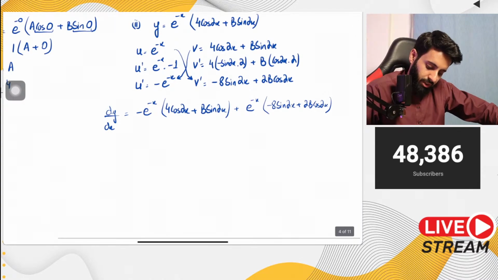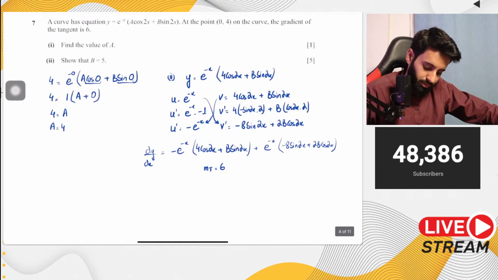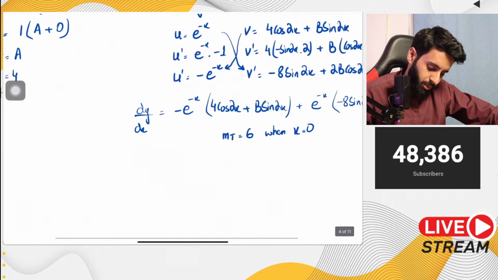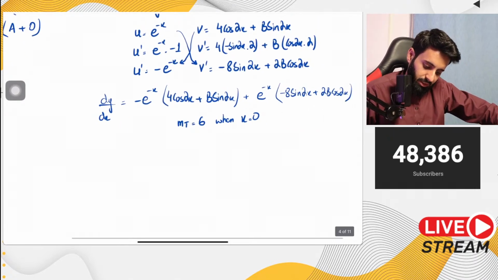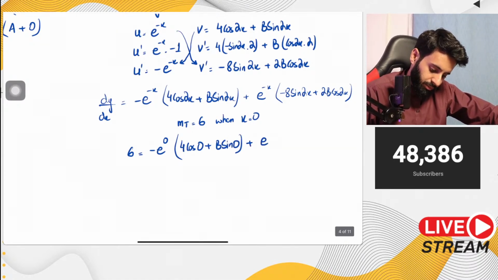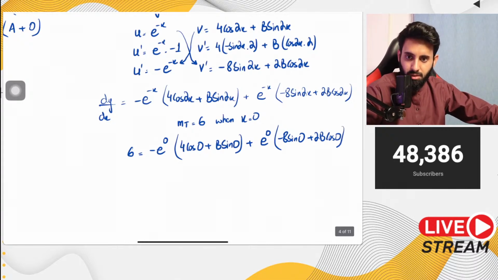Now remember, the gradient of the tangent is equal to 6 according to the question when x is equal to 0. So that's what I'm going to do now. I'm going to replace dy by dx with 6: minus e to the power of 0, 4 cos 0 plus b sine 0, plus e to the power of 0, minus 8 sine 0 plus 2b cos 0. Now let's see what happens.